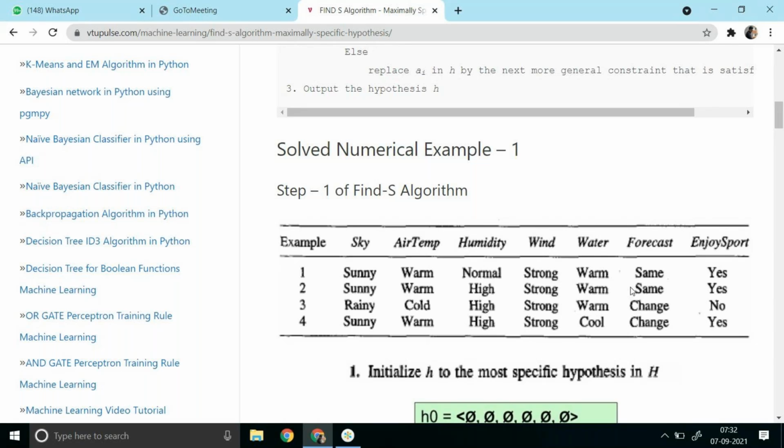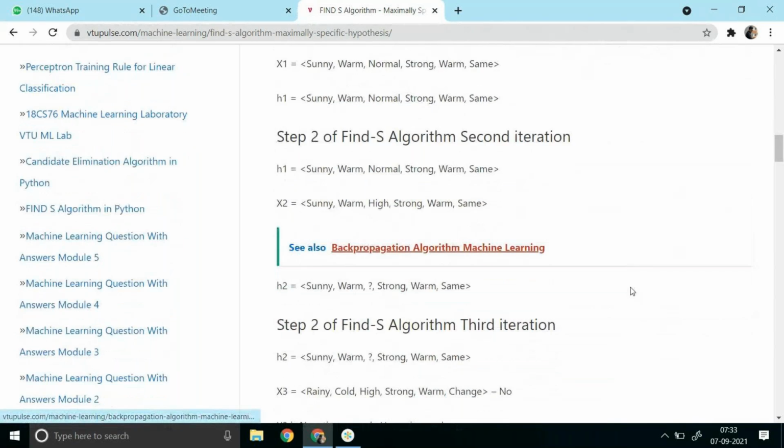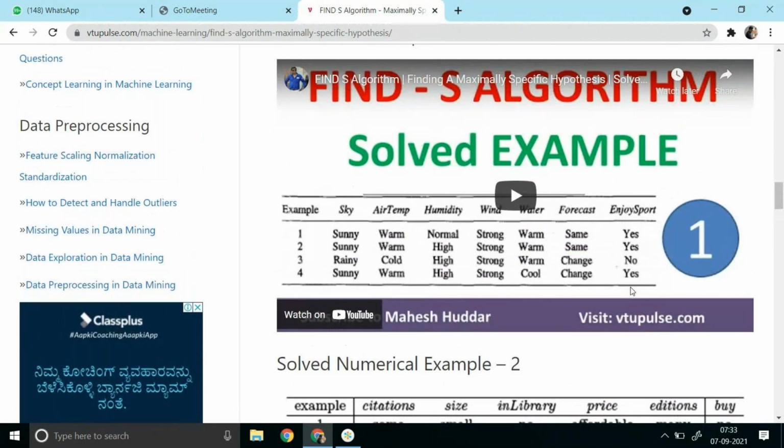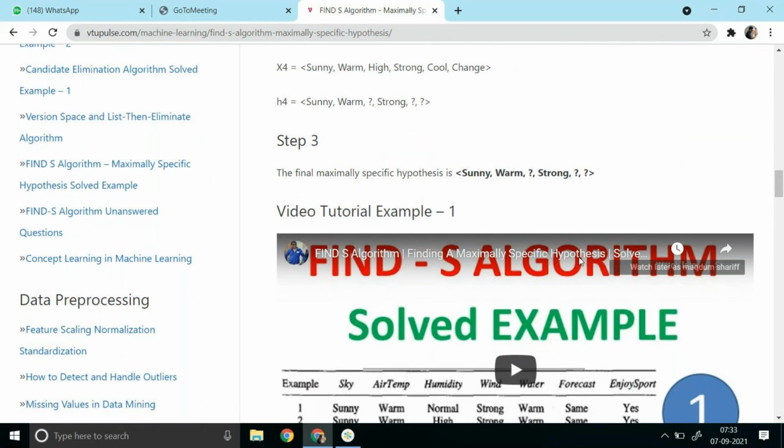Understood, right? With this example, it is more clear how the algorithm works. So this is what we call the basic Find-S algorithm. You can see the answer here, what you have got: sunny, warm, question mark, strong, question mark, question mark.